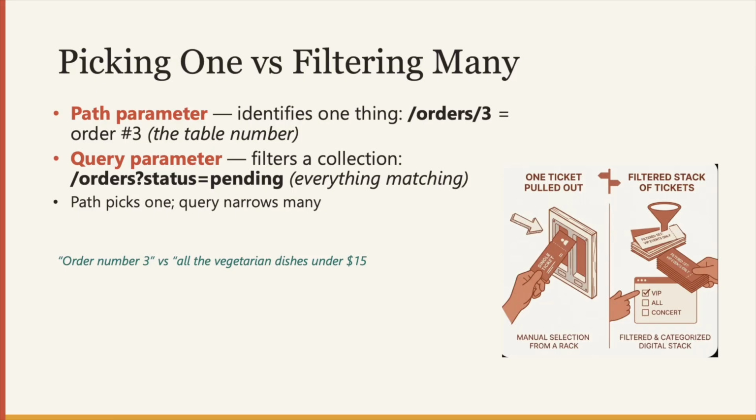A simple rule to remember: paths pick one, while queries narrow down many. It's the difference between asking for order number 3 versus requesting all the vegetarian dishes under $15. Same kitchen window, but two different questions.